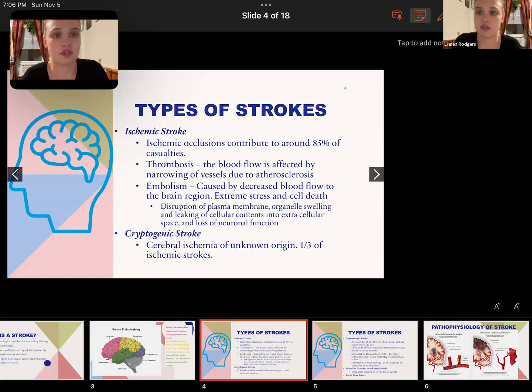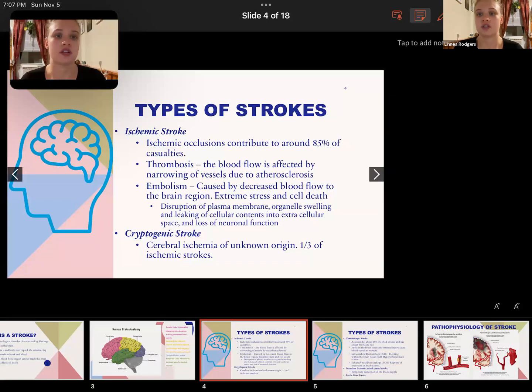And then we can have an embolic stroke, which is caused by decreased blood flow to the brain region, and it causes extreme stress in those tissues and cell death. An embolism is an obstruction of an artery, typically a clot, as it is in this case. So what this looks like is a disruption of the plasma membrane and then organelle swelling, which then causes leaking of the cellular contents into extracellular space and the loss of neuronal function.